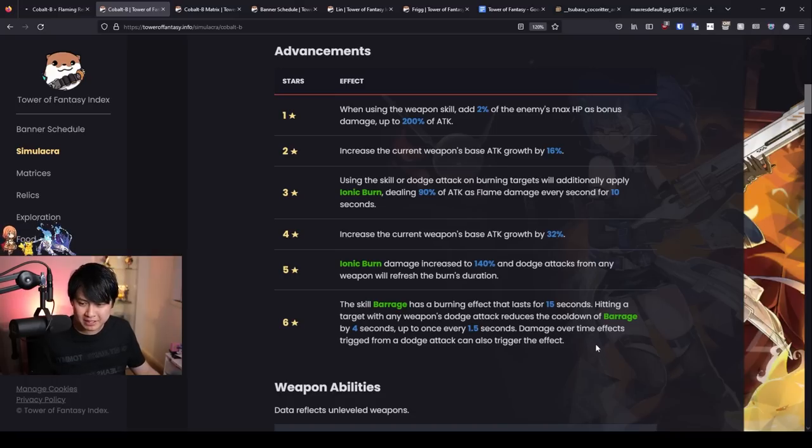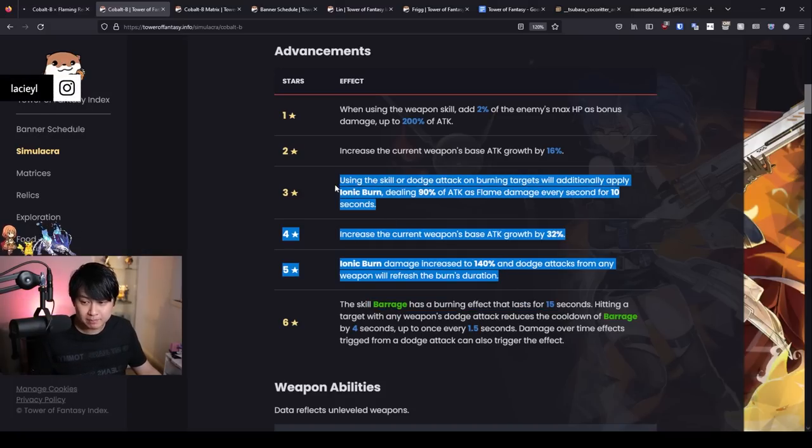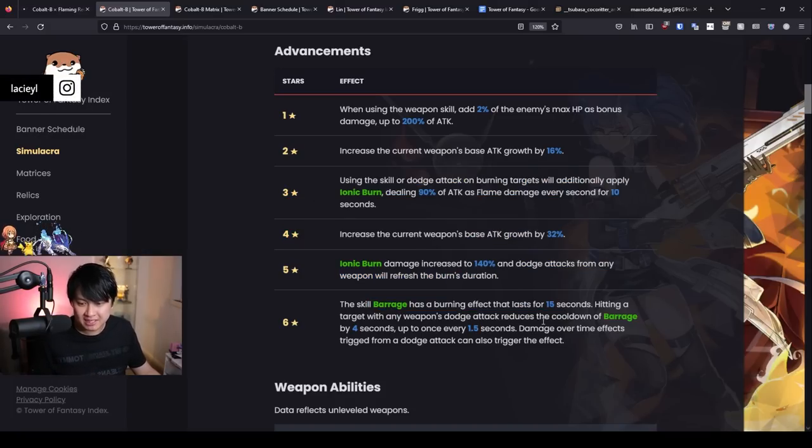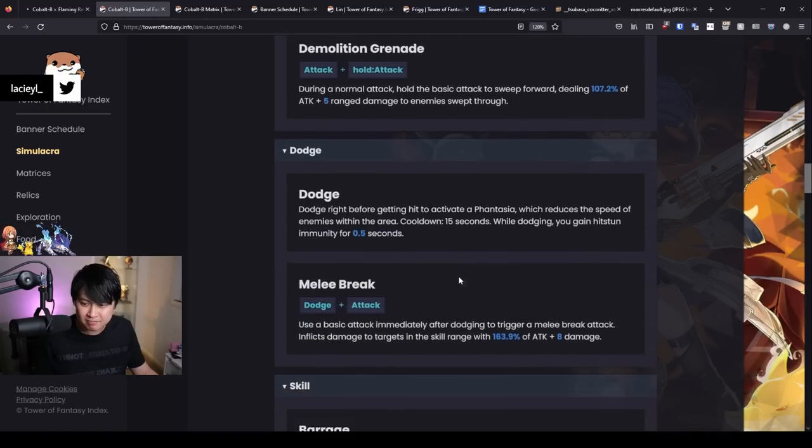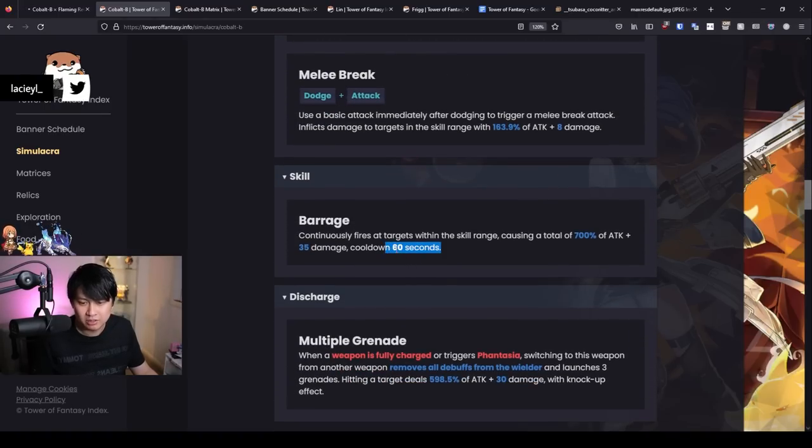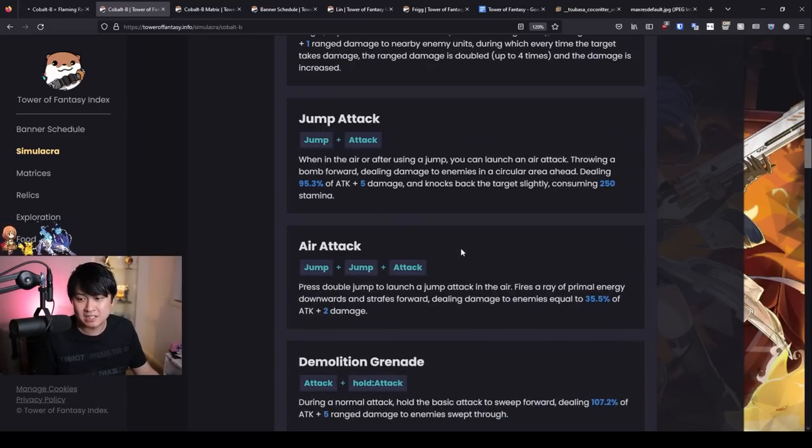And so guys, to wrap that up, back to the 6-star over here, because we didn't really talk about it, the TLDR is that your skill Barrage now grants burn, in which you can now trigger the Ionic Burn from the 3 and the 5 stars. And the good thing about this 6-star is that you can also dodge and reduce the cooldown of Barrage by 4 seconds once every 1.5 seconds. Now, Barrage has a massive cooldown at 60 seconds over here. So what that means is that the more you dodge, the lower the cooldown of Barrage, and therefore the more dots that you can actually apply.